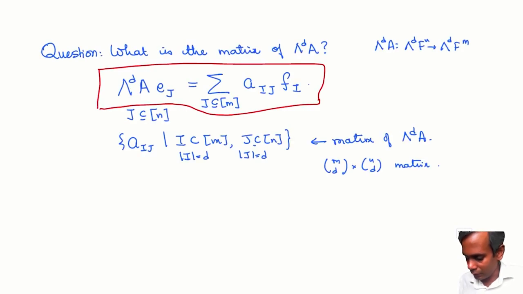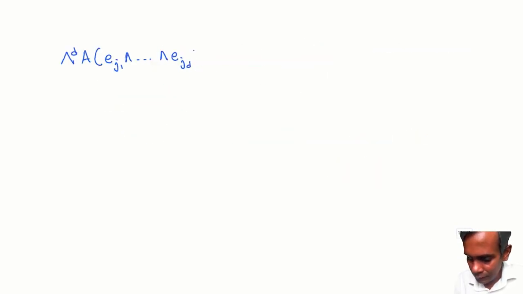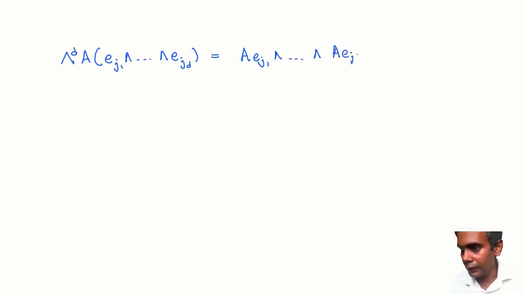So to figure out this matrix is not very difficult. Let's just unwind the definitions. So what happens if we start with wedge^d A and then apply it to e_j1 wedge ... wedge e_jd? We started with a J, which is a subset of n of size d. Well, by definition, this is going to be A e_j1 wedge ... wedge A e_jd.